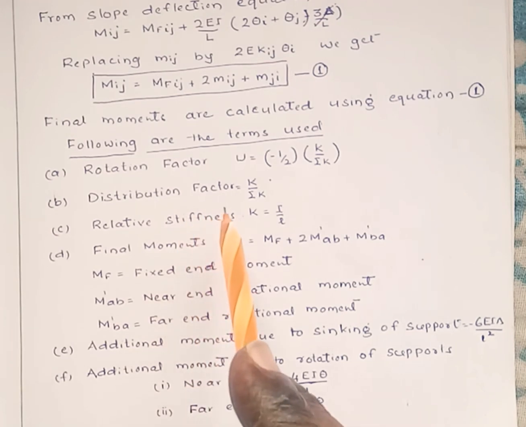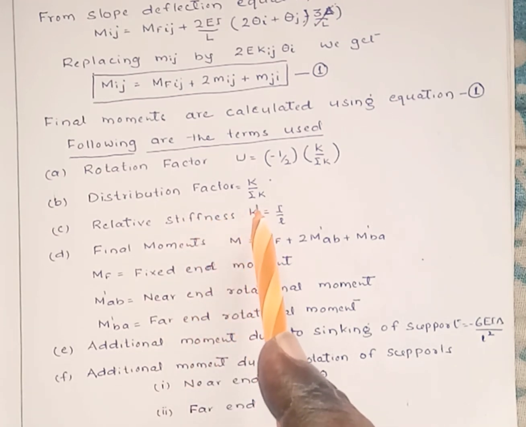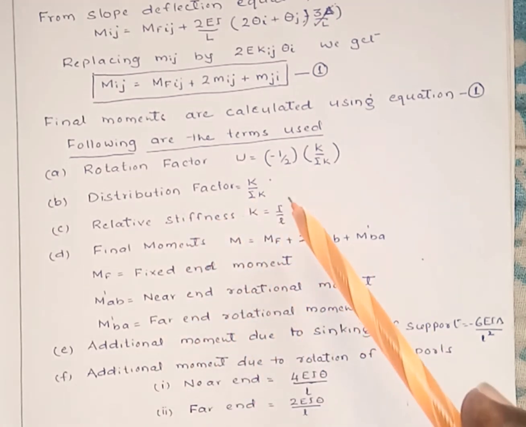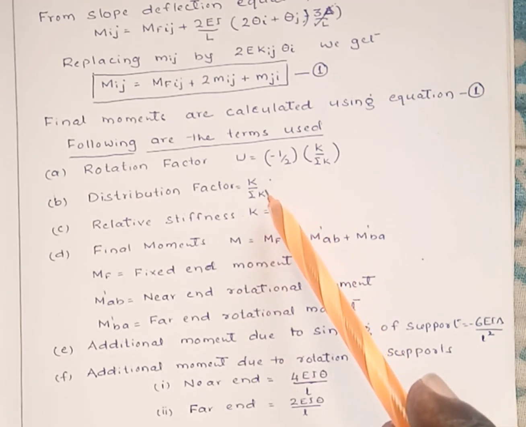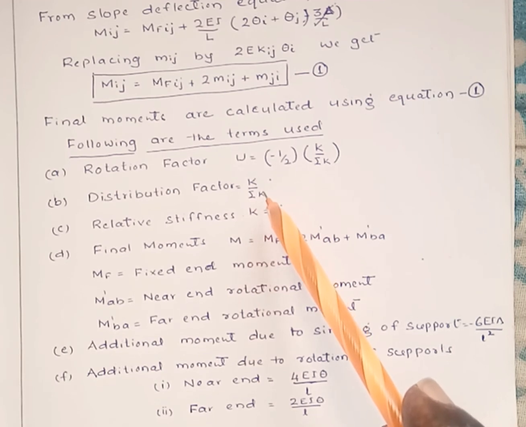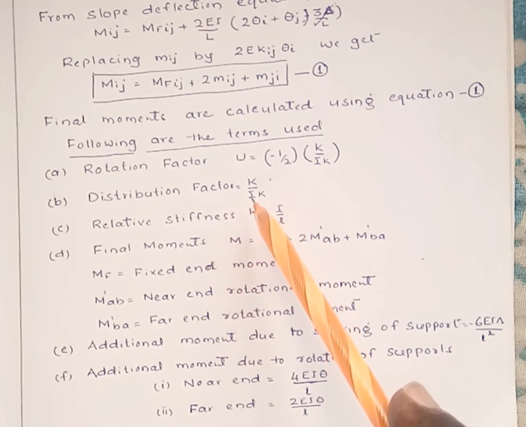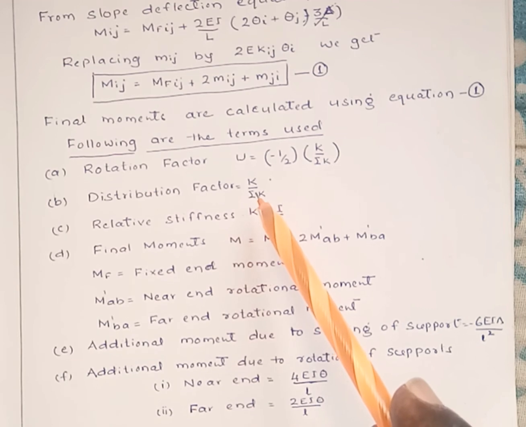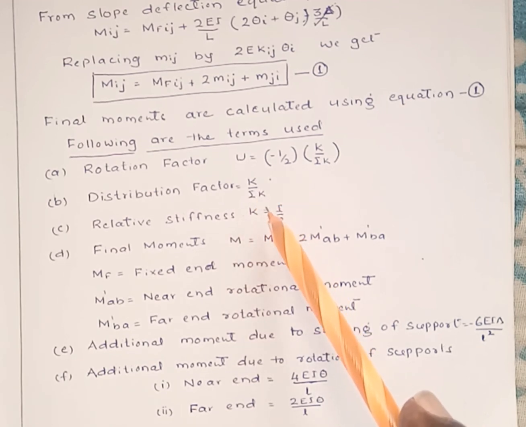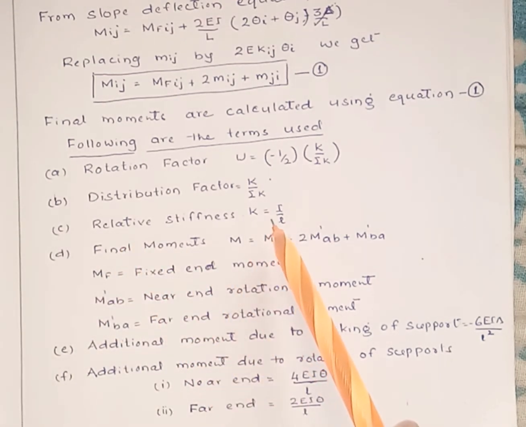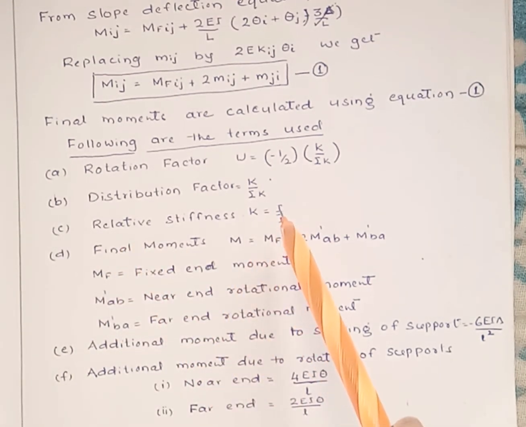Here the distribution factor in the moment distribution method that we have studied is K divided by summation K at any joint. That is, at any joint, if you want the distribution factor for the members meeting at that joint, that equals K divided by summation K. Then the relative stiffness value is given by K equals I by L, where I is the moment of inertia and L is the length of that span.